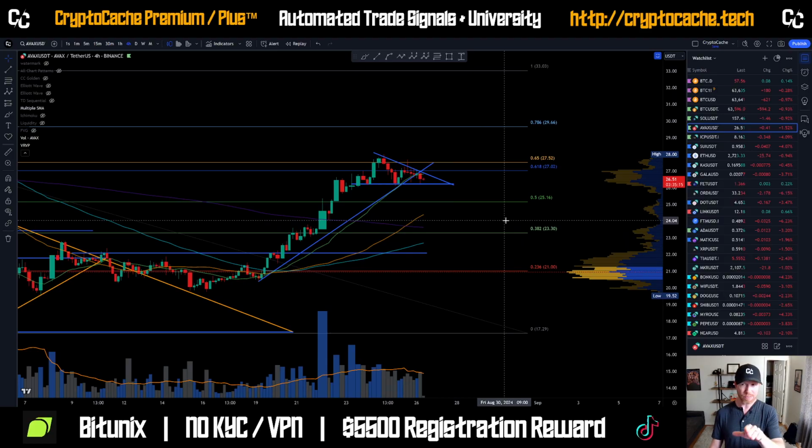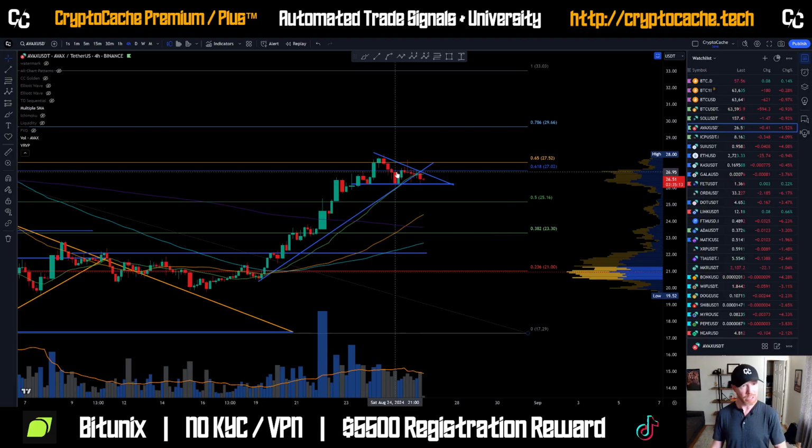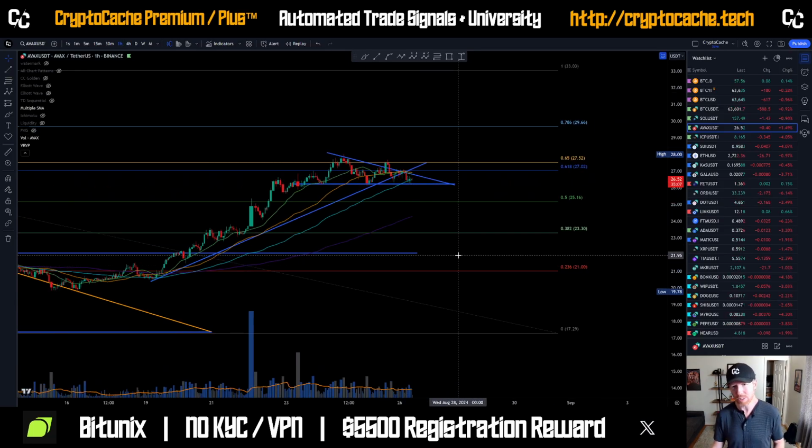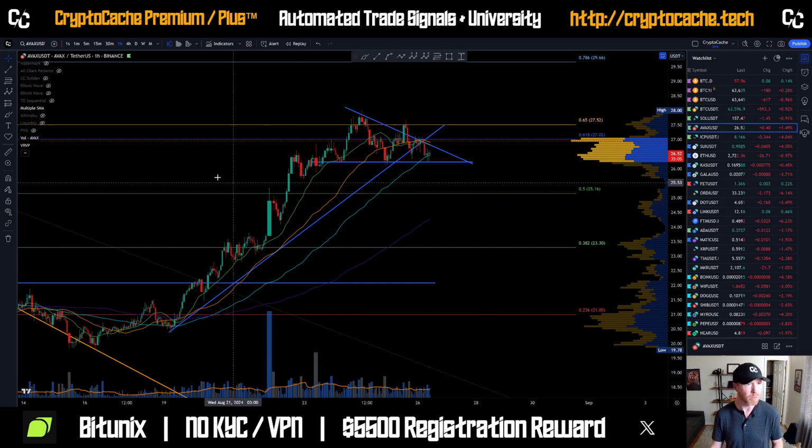But again, I've identified the same scenario with Solana too, being under the 20-day SMA on the 4-hour. It's usually like the start of a trend, okay? Now that may not continue, but it's still something that you want to recognize.